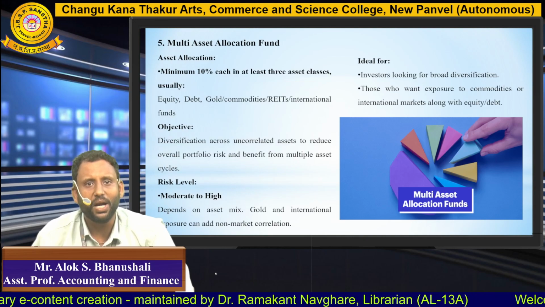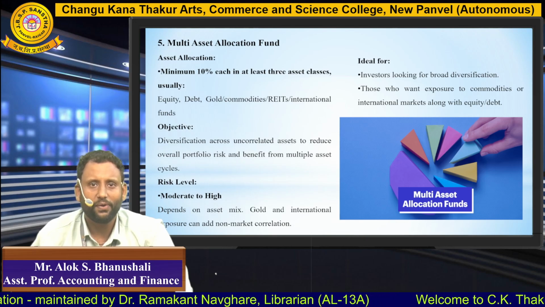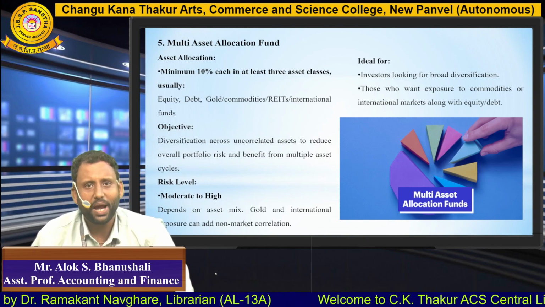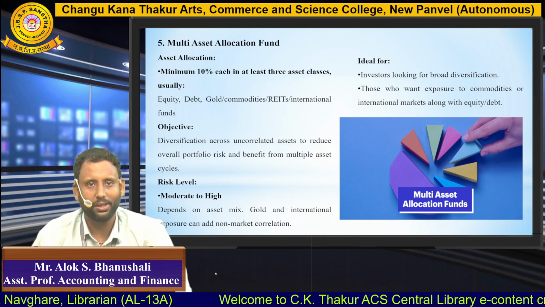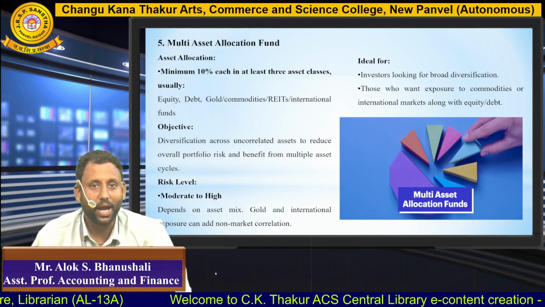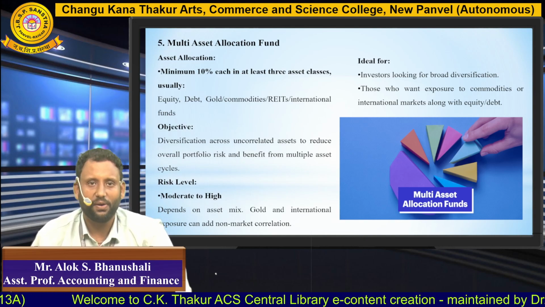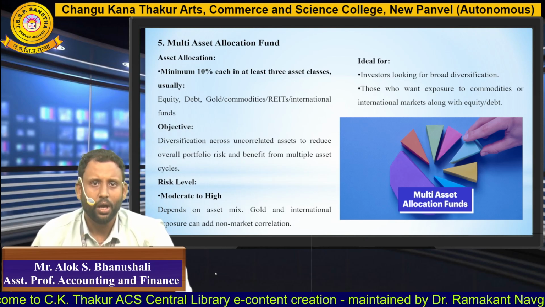Fifth is the multi-asset allocation fund. Now, what is a multi-asset allocation fund? In this mutual fund, there is a minimum of 10% each in at least 3 or more asset classes. We usually use equity, debt, gold, commodities, REITs, and international funds. So in this, there are multiple asset allocations.